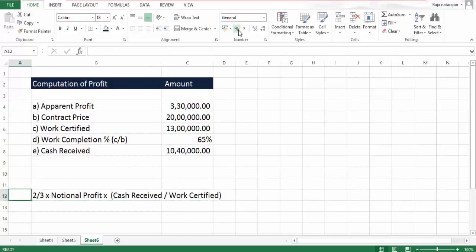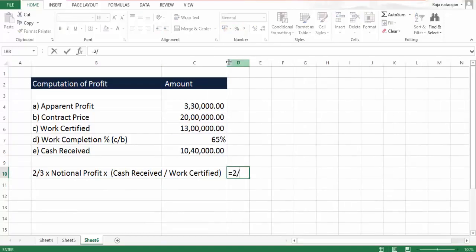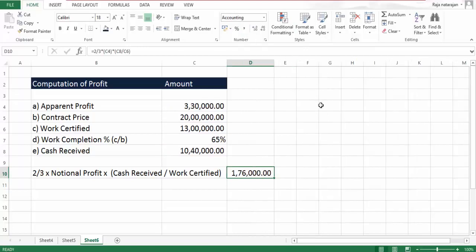Let's see what we get if I apply this formula correctly. It will be 2 divided by 3 multiplied by notional profit, which is 3,30,000, then multiplied by cash received, which is 10,40,000, divided by work certified, which is 13 lakhs. If I do all this, the figure I get is 1,76,000. This is the figure I can take to the profit and loss account.